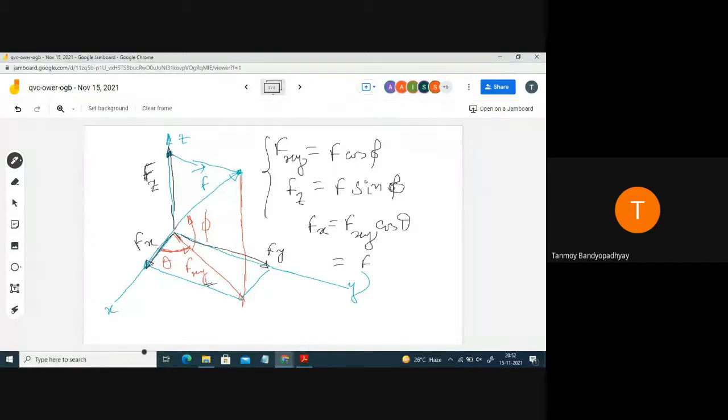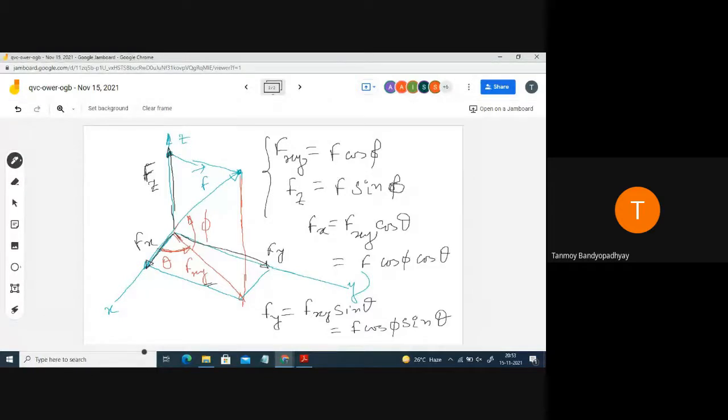So that is f cos phi cos theta. So this is the expression for fx, and similarly you can calculate fy. So fy will be equal to fxy sine theta. So what is fxy? fxy is actually f cos phi into sine theta.